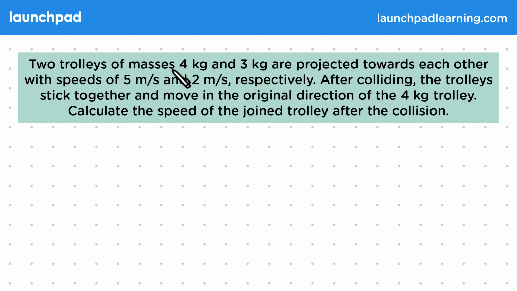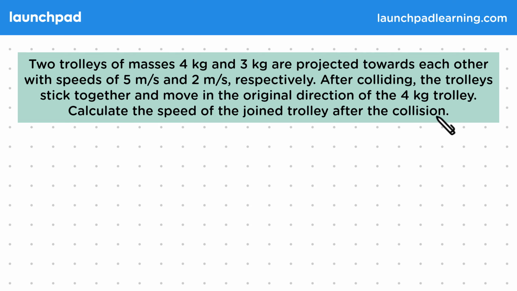Two trolleys of masses 4 kilograms and 3 kilograms are projected towards each other, with speeds of 5 meters per second and 2 meters per second respectively. After colliding, the trolleys stick together and move in the original direction of the 4 kilogram trolley. Calculate the speed of the joined trolley after the collision.